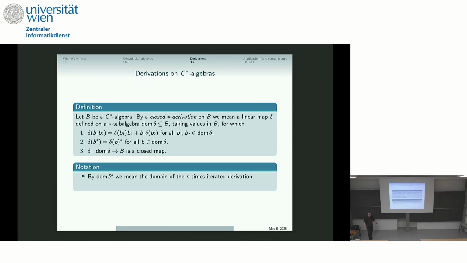It will not be enough for us to look at derivations. I will need to start iterating these derivations. So by dom delta n, I'll mean the domain of the n times iterated derivation. Now, just so we're all on the same page, if I were to, for example, require that delta is densely defined, there is no guarantee that delta squared, delta cubed, etc. is densely defined. It's going to be the case for L1 algebras and derivations, as I'll show you, but this is not true in general. And indeed, we might even need the smooth vectors. So by dom delta infinity, I will mean the intersection of all of these dom delta n's. These are the smooth vectors for delta.